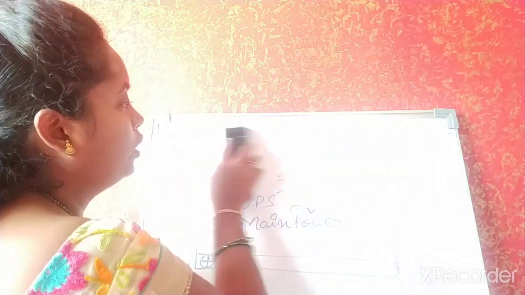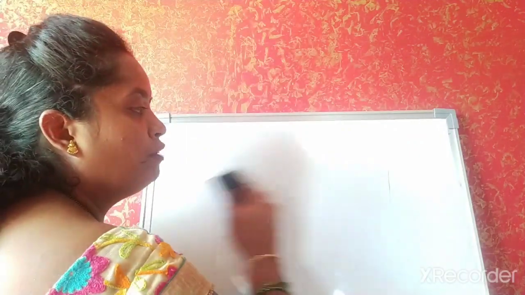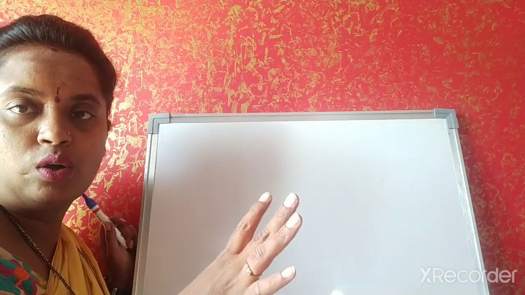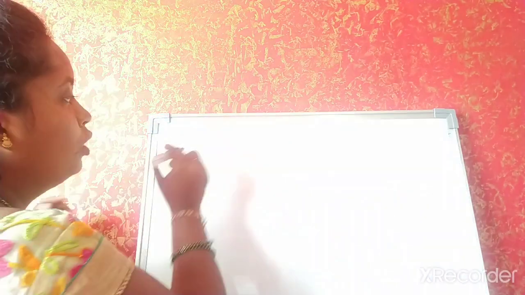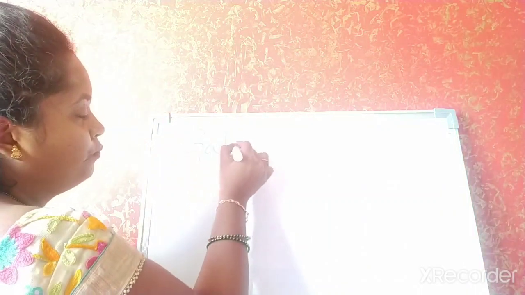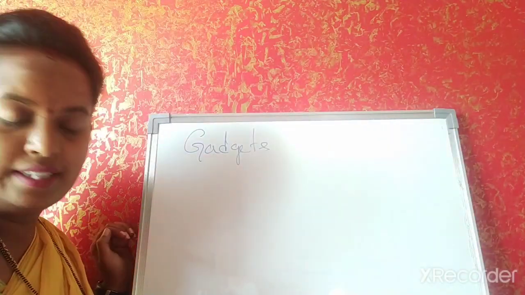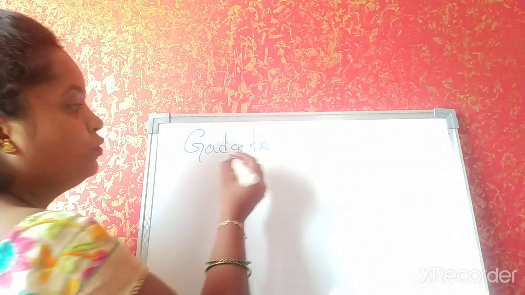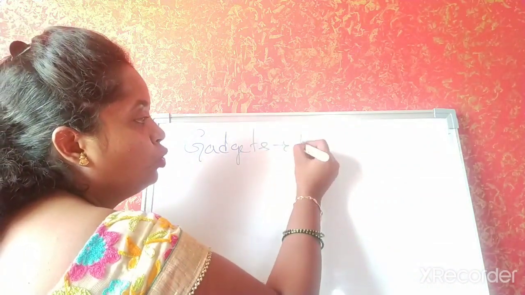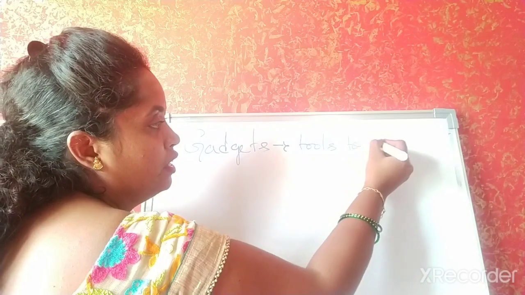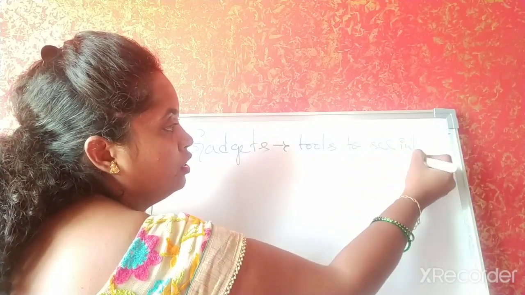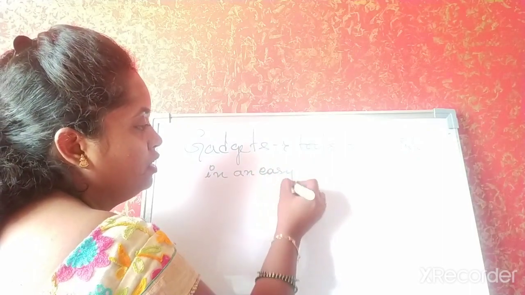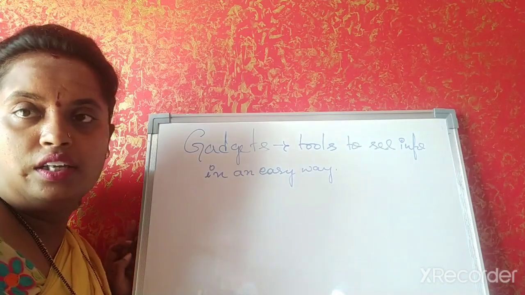Then next we will be moving on to gadgets. Now you have got to know what is an icon. Small pictures on the desktop screen are called icons. Now you will be seeing what are gadgets. Gadgets are the tools which are used to see information in an easy way. Understand, children? In an easy way.